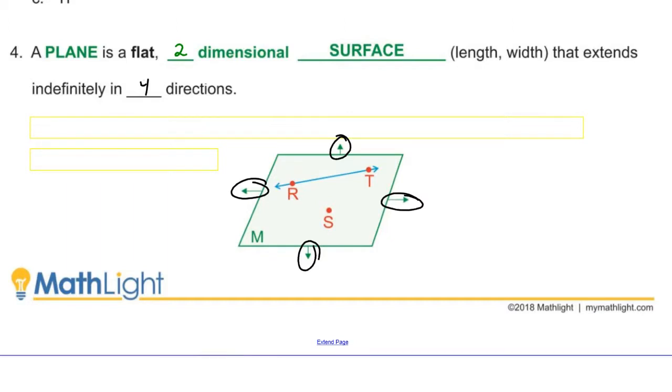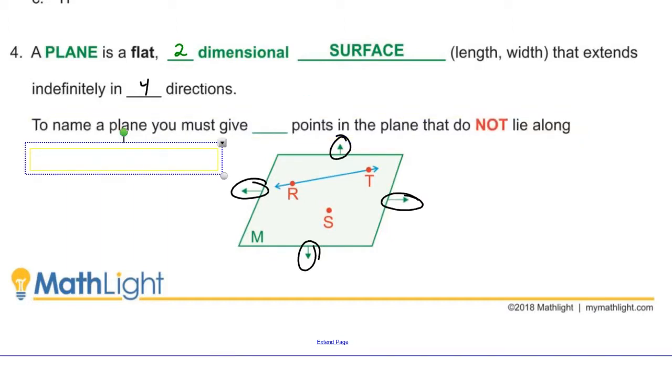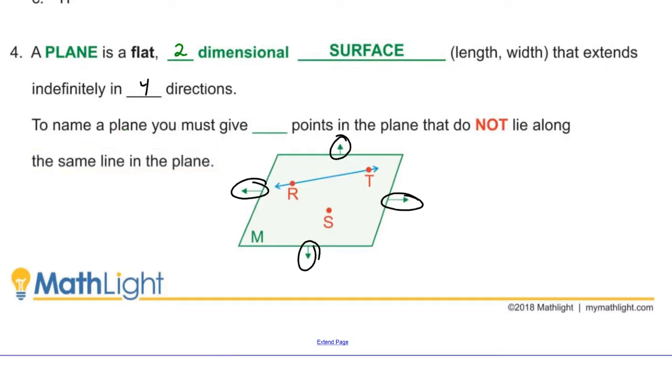Okay. So let's talk about our plane here. And so to name a plane, you must give how many points? And this is important. This is a key here. You must give 3 points in the plane that do not lie along the same line in the plane. Now this is really key, and I'll show you why in a moment.